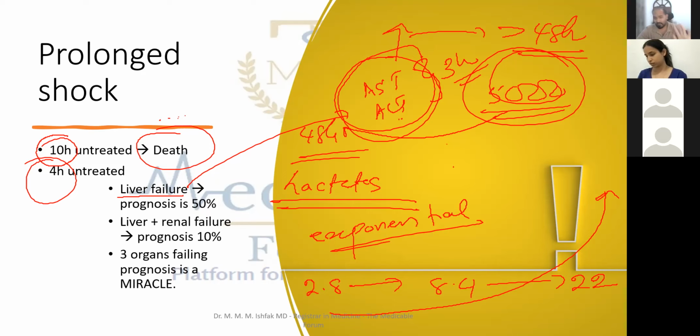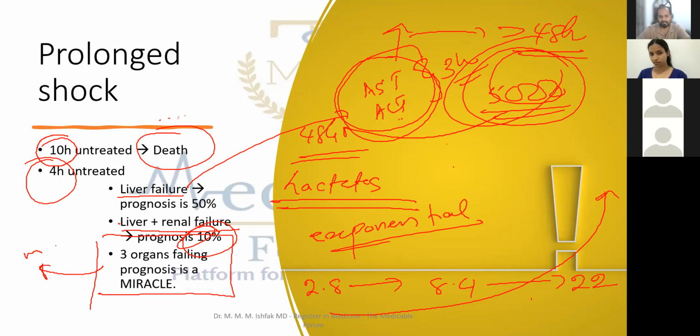Then the bus is gone. Well, when you see exponential lactates also, the bus is almost gone, but at least you can run and catch the bus. But the moment you see AST, ALTs in thousands, forget about the bus, you won't even see the bus, right? If there is a liver failure and renal failure both, the prognosis is only 10%. If there are 3 organs failing, like your liver, kidney and heart myocarditis, trust me, survival is a miracle.